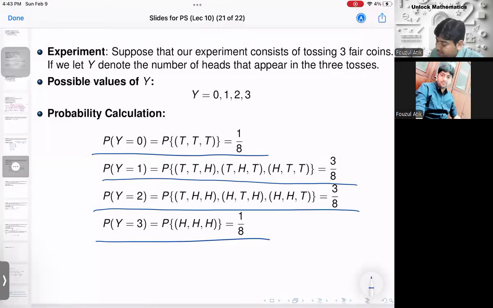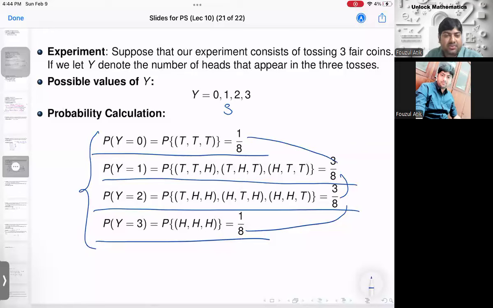If you just add them up, 1 by 8 plus 3 by 8 plus 3 by 8 plus 1 by 8, this gives you the number 1. We have already seen that this is actually the sample space: y equal to 0, 1, 2, 3, the union of all such events, y equal to 0 union y equal to 1, and so on, is the actual sample space. Therefore the probability of their sum is equal to 1, which we have already seen.